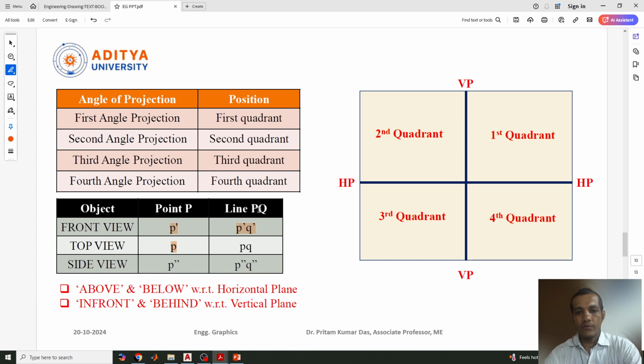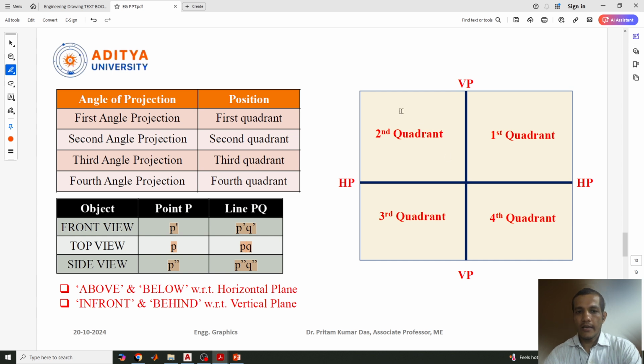And the same for a line. If you consider a line PQ, the top view will be marked as PQ. Similarly, the side view will be given by the double dash: P double dash for the point, and for the line P double dash Q double dash. So we can see this is the vertical plane, and this is the horizontal plane, and this is the first angle or first quadrant, second angle second quadrant, third angle third quadrant, and this is fourth angle and fourth quadrant.